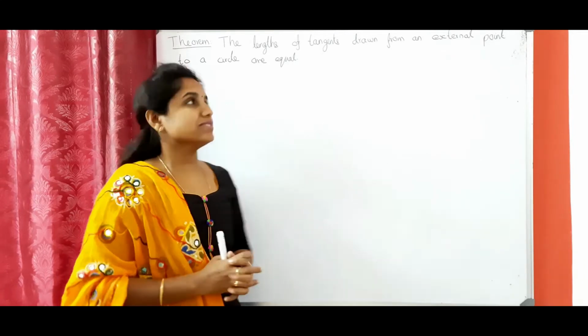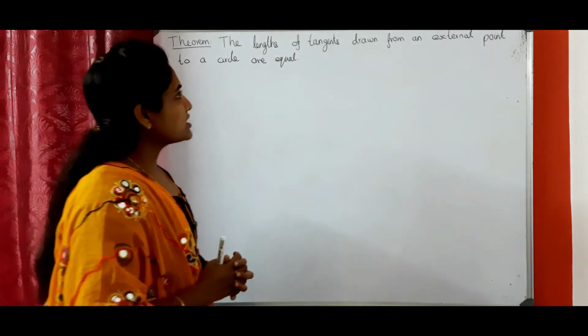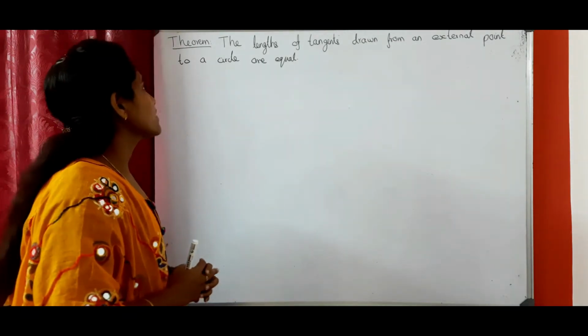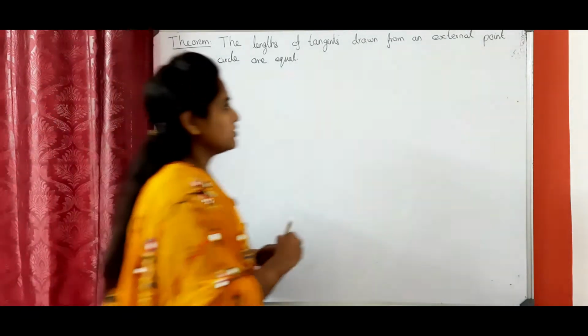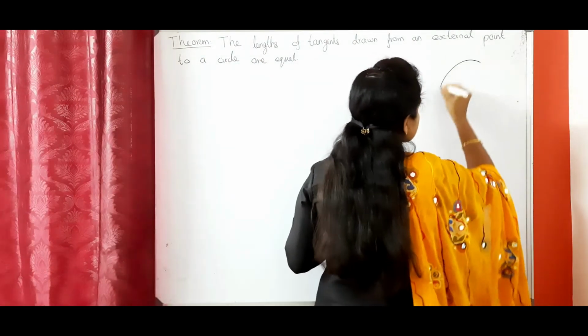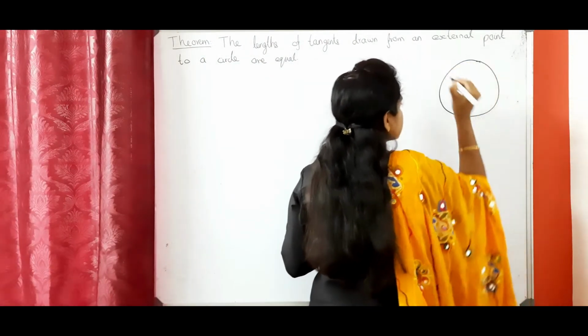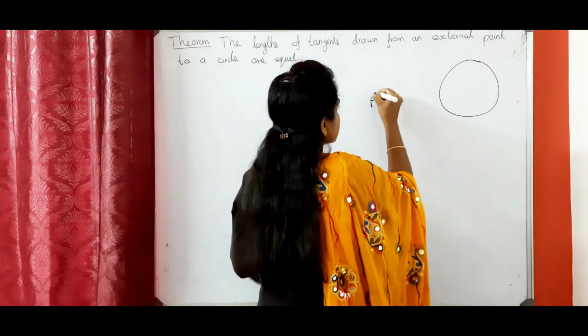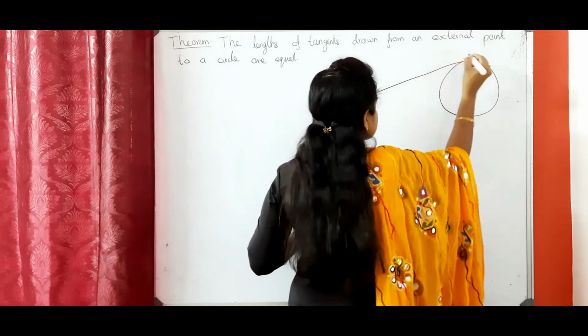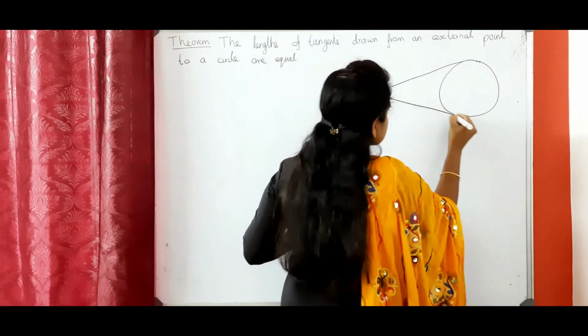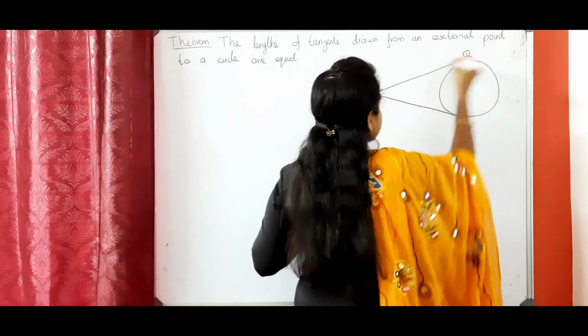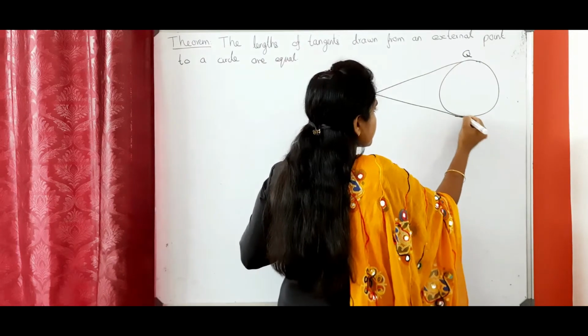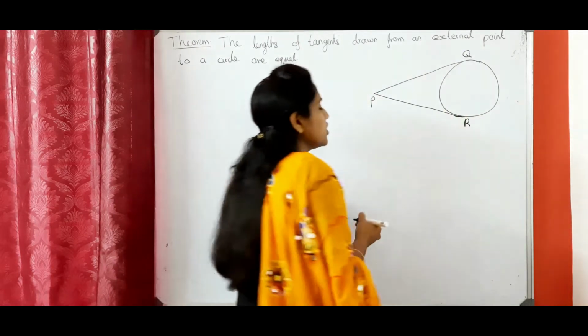Let's see the theorem. The lengths of tangents drawn from an external point to a circle are equal. First I am drawing. We need to draw one circle. So here I am taking one external point P. So we can draw two tangents, right? So PQ and PR are the two tangents of this circle.